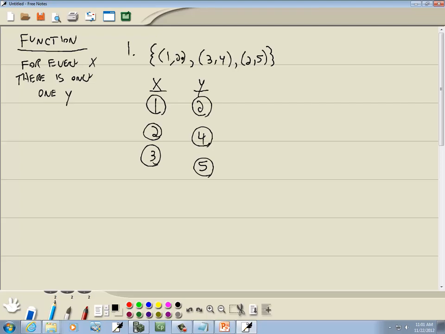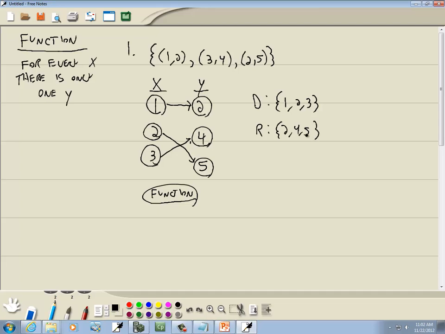Now, this point here, 1, 2, maps 1 to 2. This one maps 3 to 4. This one maps 2 to 5. Now, for every x, there's only one y. That means for each x value, you only have one line coming out of it. And that's true. In this, we only have one line coming out of each one. So this is a function. Now, our domain is our x values, which would be 1, 2, 3. And our range is our y values, which would be 2, 4, 5.